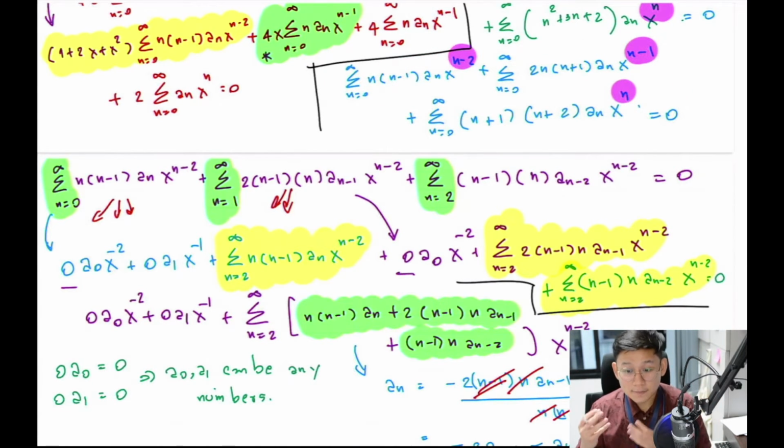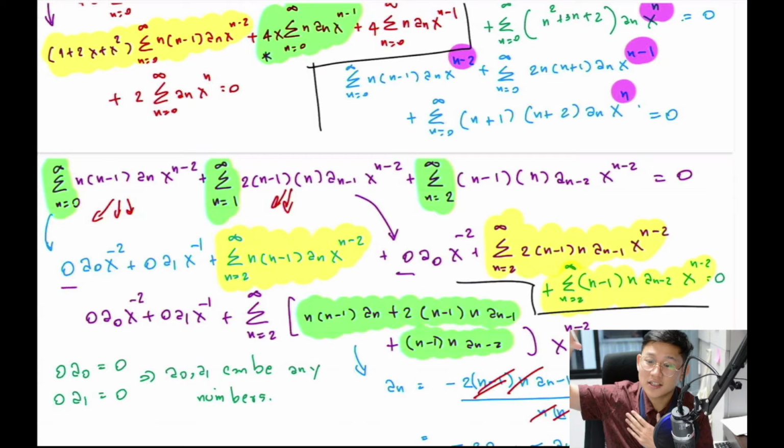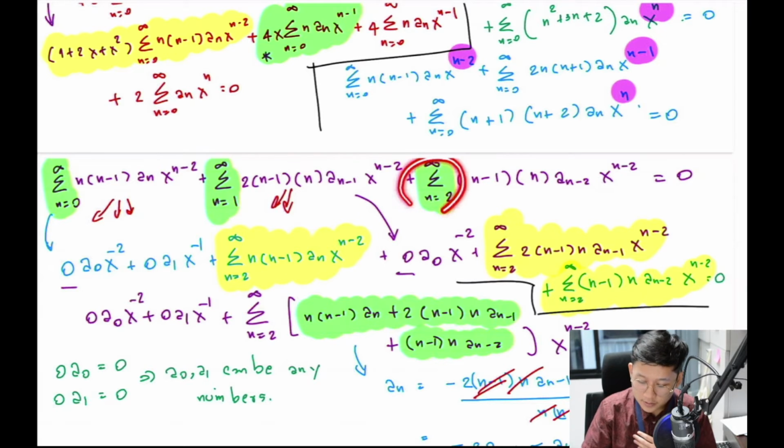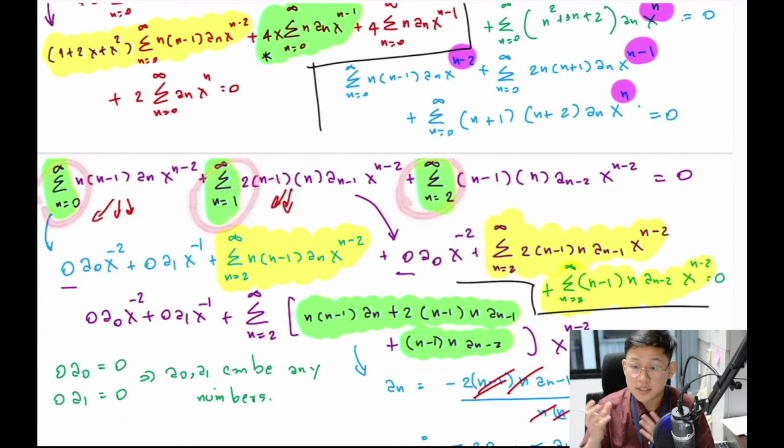After that you see that the exponents of x aren't the same, so we're going to change them to x to the n minus 2. Okay, as you already learned, right? We change the higher exponents to the lower exponents. So if you have n minus 1 n minus 2, you change the n to n minus 2, change all to n minus 2, and that can be done by shifting the summation, right?